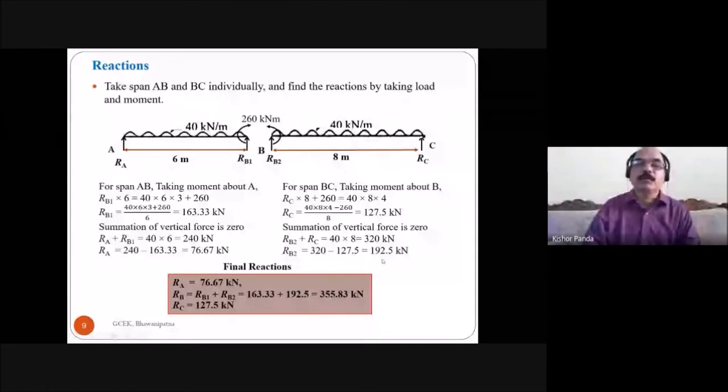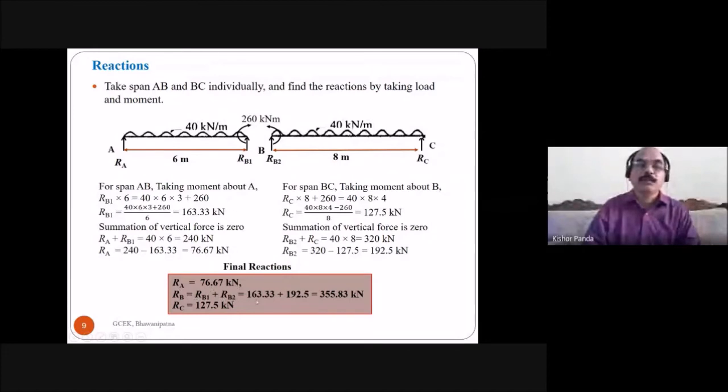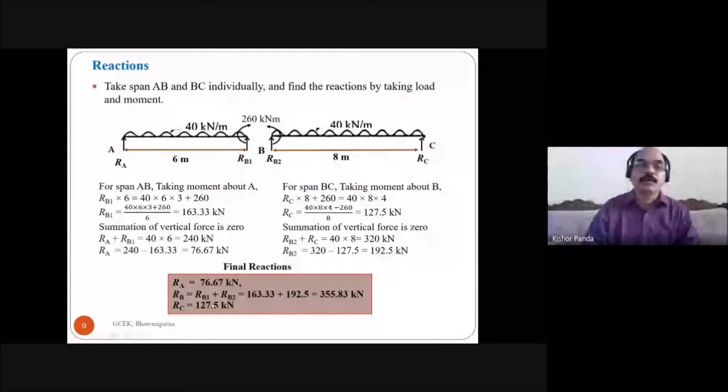After getting the reactions RA, RB1, RC and RB2, you can find the final reactions. RA is equal to 76.67 kilonewton. Then RB is equal to RB1 plus RB2, so this is 163.33 plus 192.5, equal to 355.83 kilonewton. Then RC is equal to 127.5 kilonewton. These are the reactions at supports A, B and C.